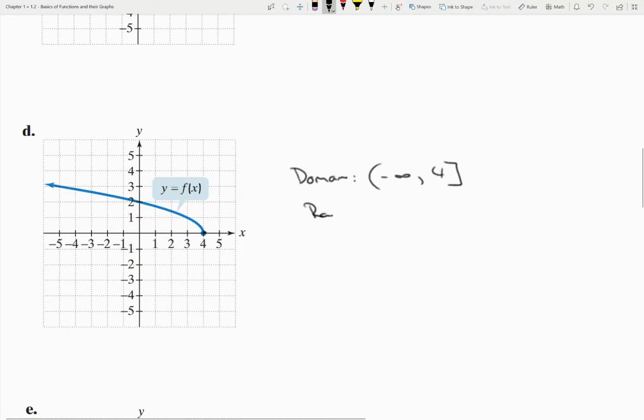The range, where does this function start? Well, it starts at 0. Where does this function stop? It never stops because, yeah, it's going left, but it's also going up a little bit, right? Not as much as it's going left, but it's going up a little bit, which means it's going to keep going up no matter what, all right?